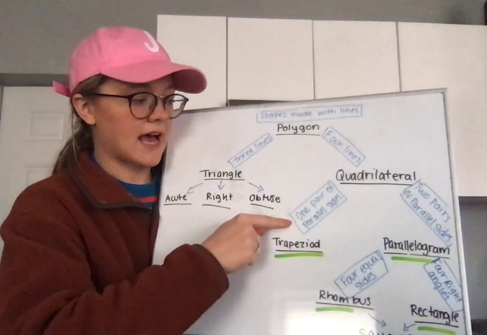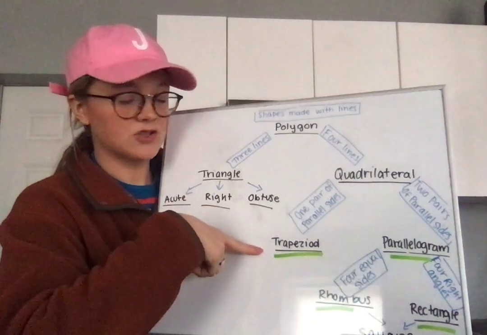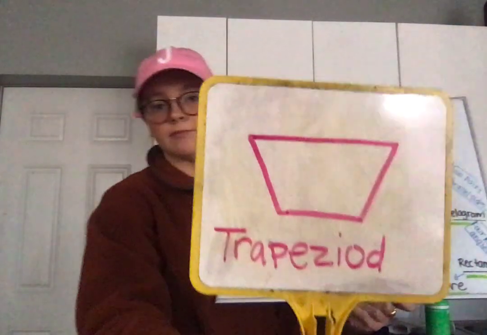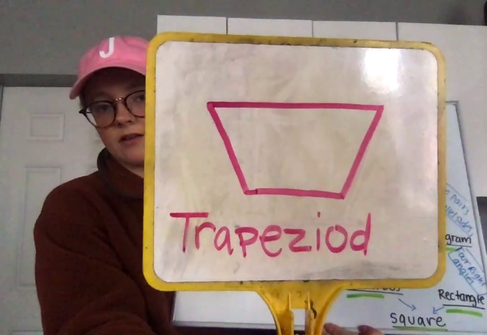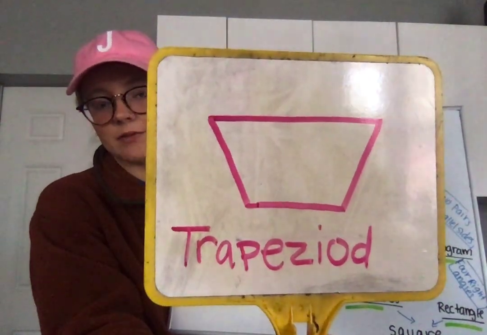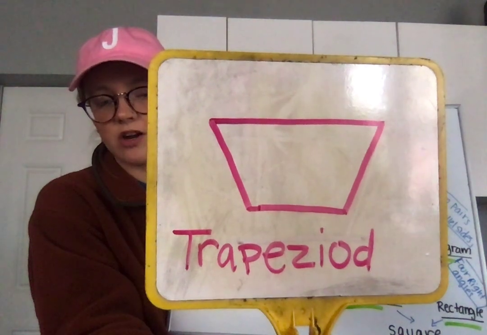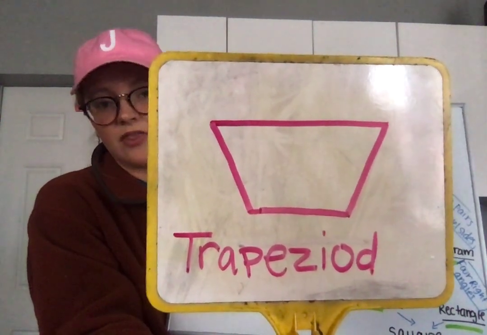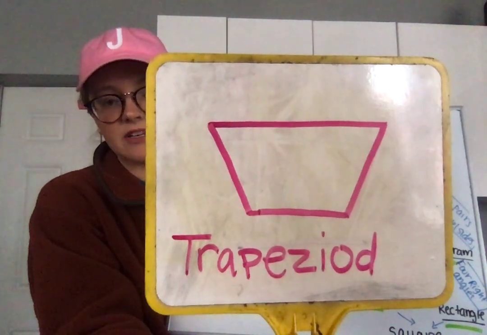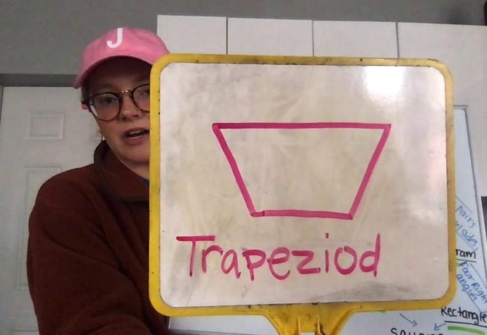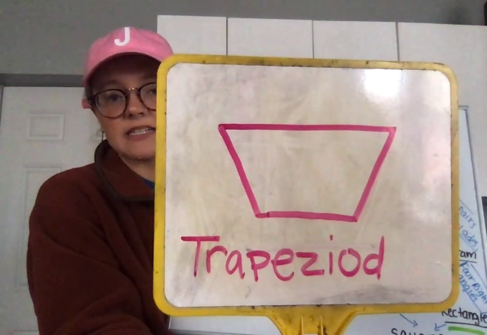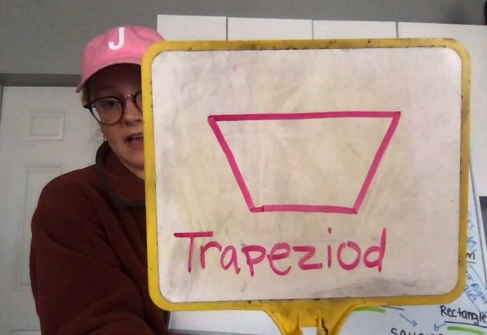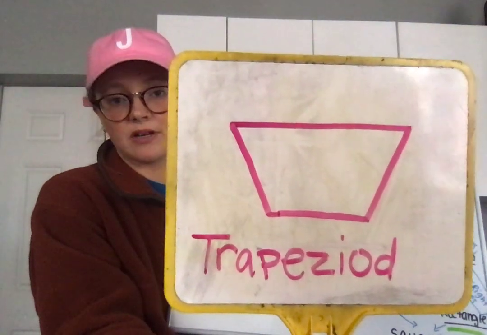If it has one set of parallel sides, it is a trapezoid. I'm going to show you an example of a trapezoid. This is a trapezoid. Do you see that the top and the bottom lines are parallel to each other? But the 2 lines on the side are not parallel. They are heading in opposite directions. They would eventually hit each other in the bottom area. But those top and bottom lines are parallel. Because it only has one set of parallel lines, we call it a trapezoid.